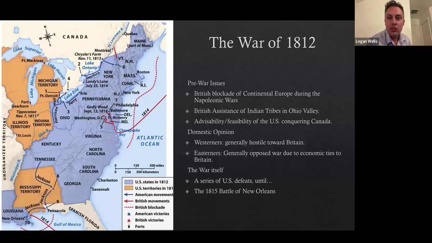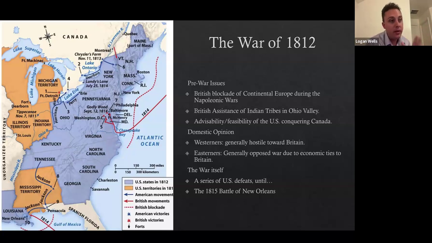And also, there were some people who believed that Canada should have been the 14th colony, should have been the 14th state. There were some people who wanted the United States to invade Canada and to take Canada, right? It was seen as kind of a hostile neighbor to the north, right? It was a British possession, it was British territory.